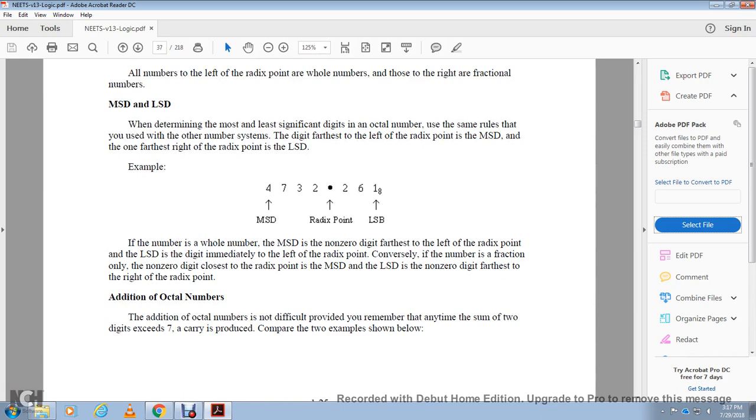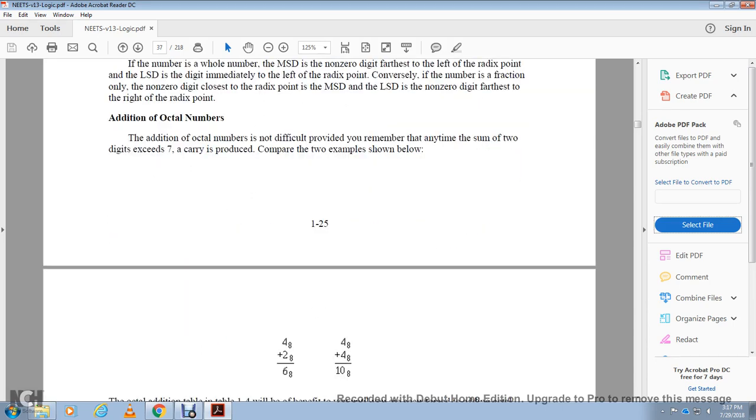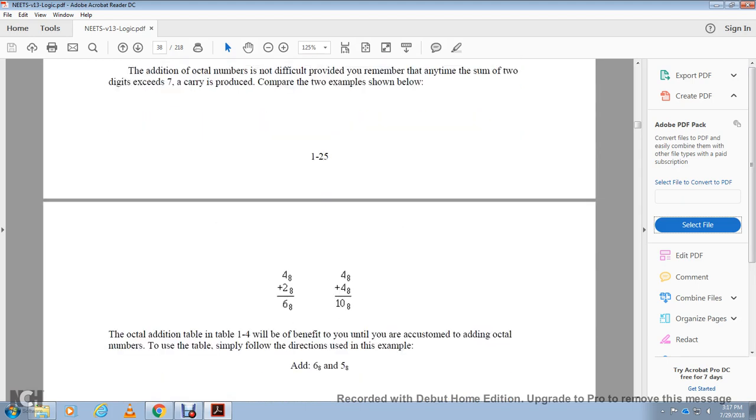The addition of octal numbers is not difficult, provided that you remember that any time the sum of the two digits exceeds 7, a carry is produced. Compare the two examples shown. 4 base 8 plus 2 base 8 equals 6 base 8. 4 octal plus 4 octal equals 10 octal. So we carried the 1.